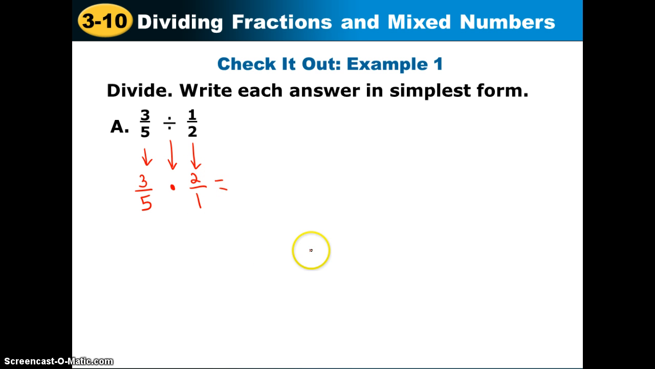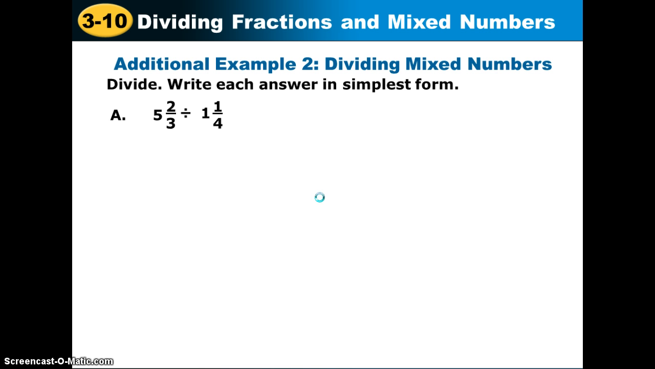Go ahead and multiply. Here I cannot cross-reduce, so 3 times 2 is 6. 5 times 1 is 5. 6/5 is improper. 5 goes into 6 one time, and 1 remains out of 5. So my answer is 1 and 1/5.